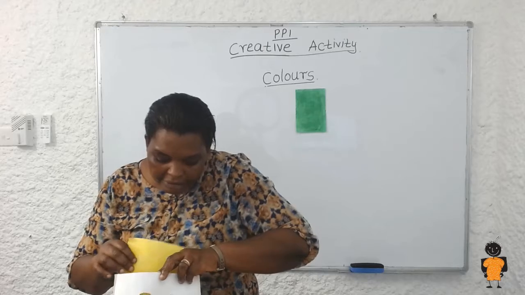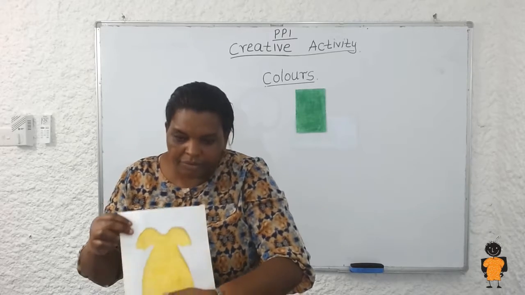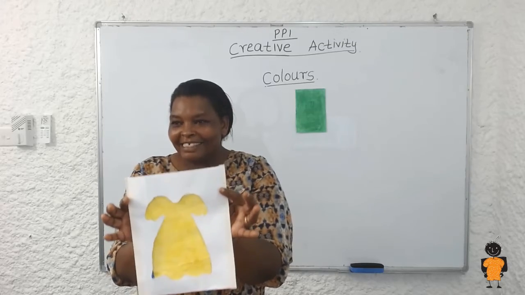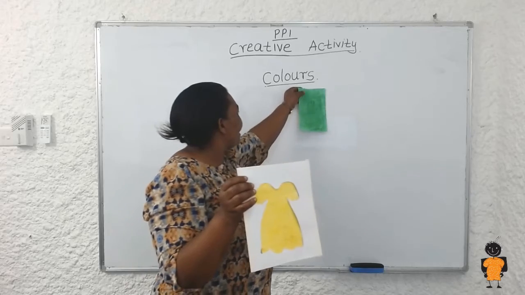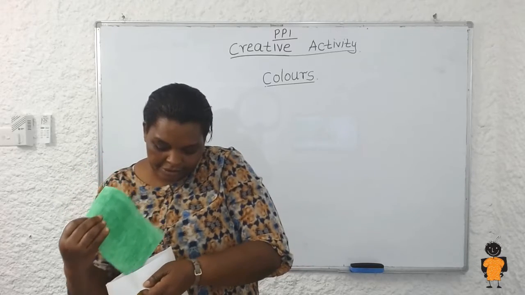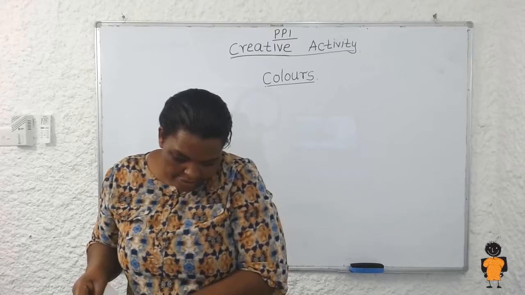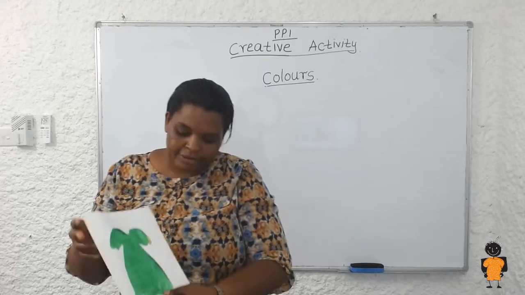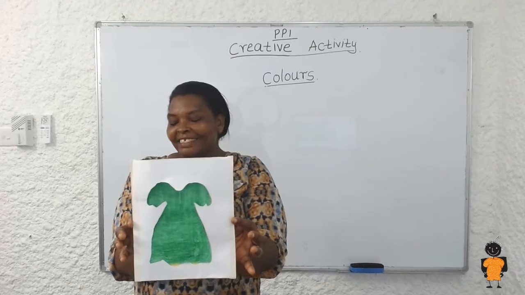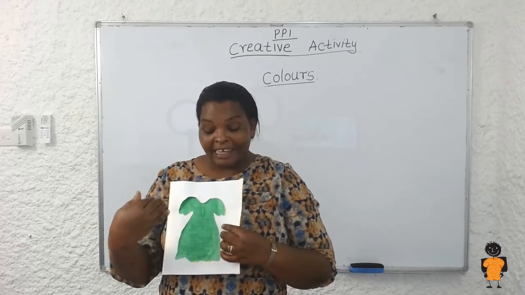Yellow color inside my flashcard. Look at that. Yellow dress. Yellow dress. Good. And the last one. Look at it well. Green dress. Green dress. Wow. That is where I put my flash card.